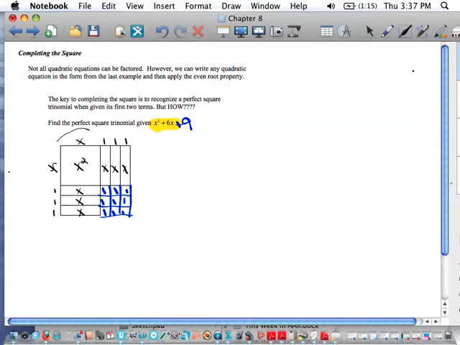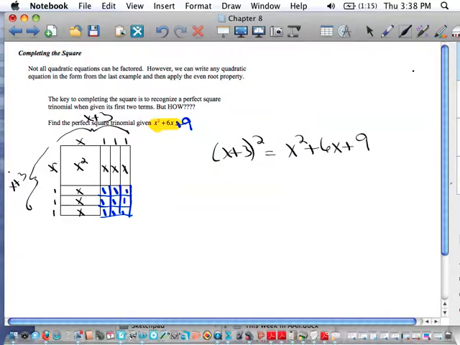Now you have x plus 3 times x plus 3. So you have x plus 3, the binomial squared, which generates x squared plus 6x plus 9, which is that perfect square trinomial.